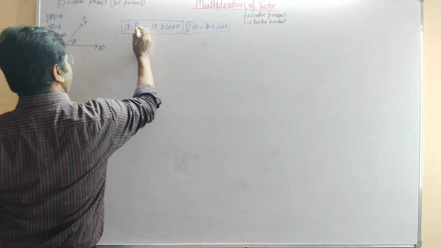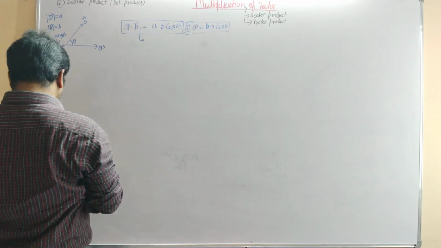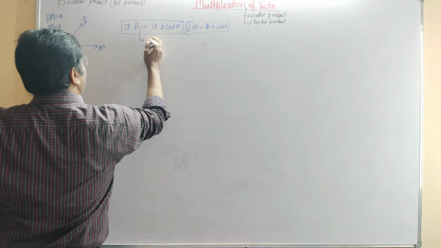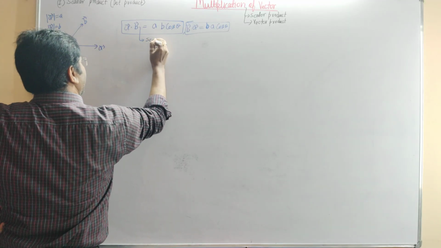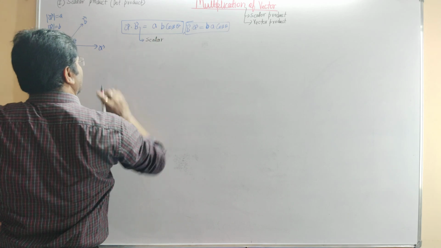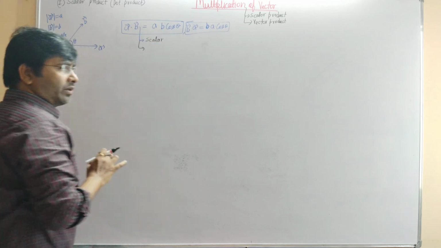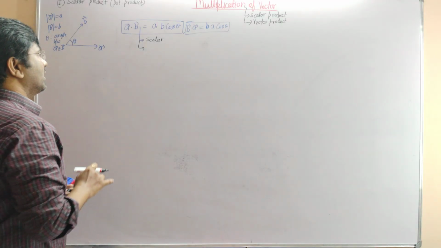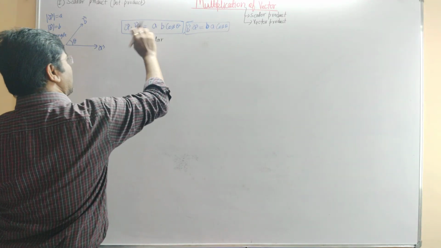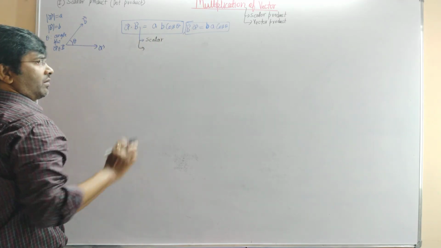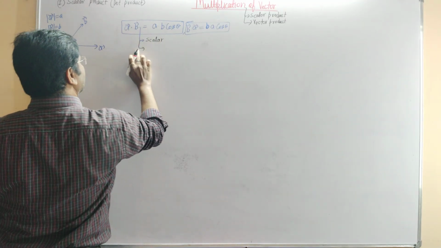Now this A dot B will be just a value, AB cos theta. This will be a scalar. It will not be a vector. It is just a value only. That value is AB cos theta. A is the magnitude of vector A, B is the magnitude of vector B, and theta is the angle between vector A and B. So this is a scalar.